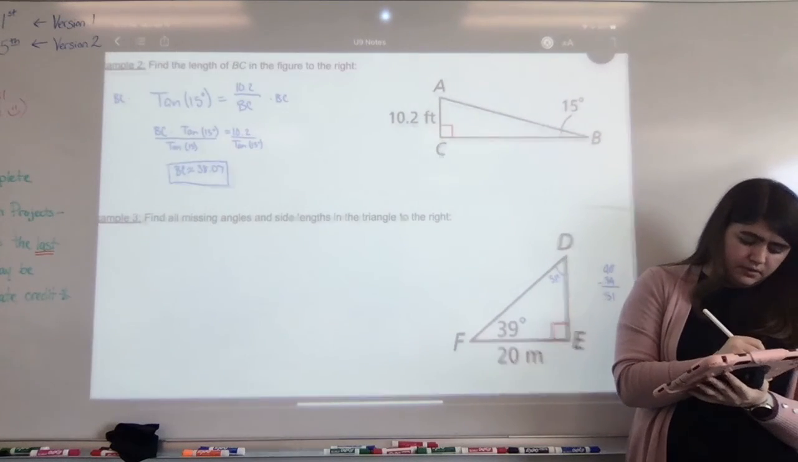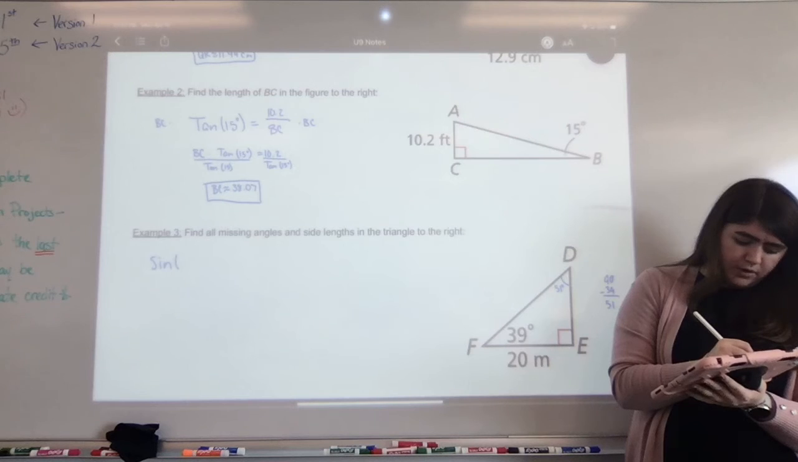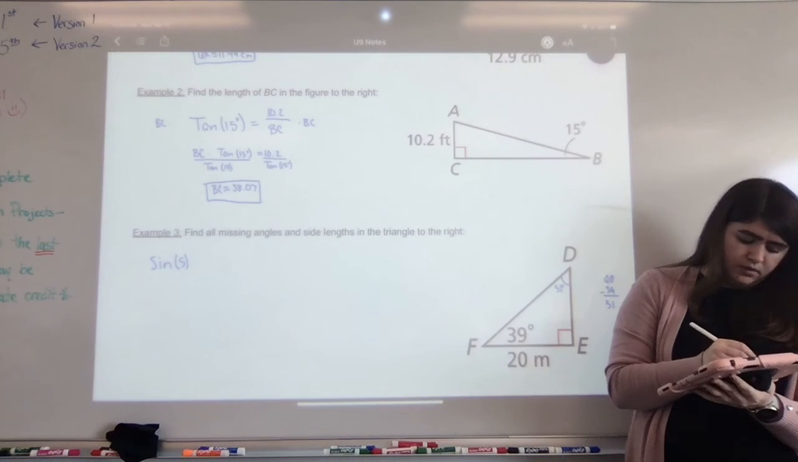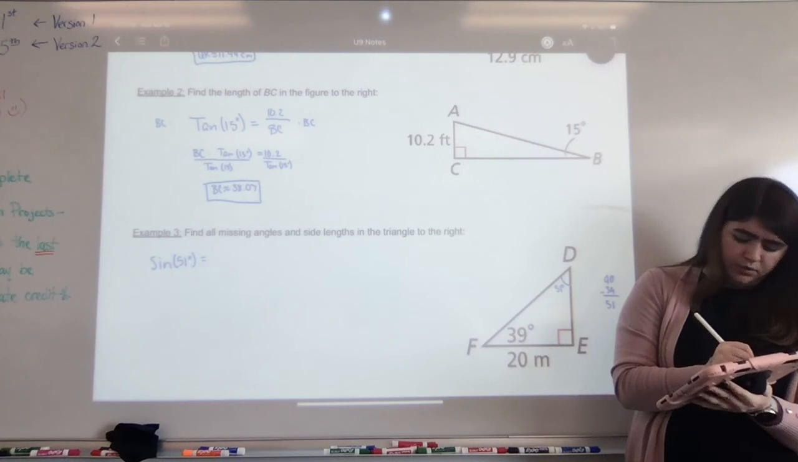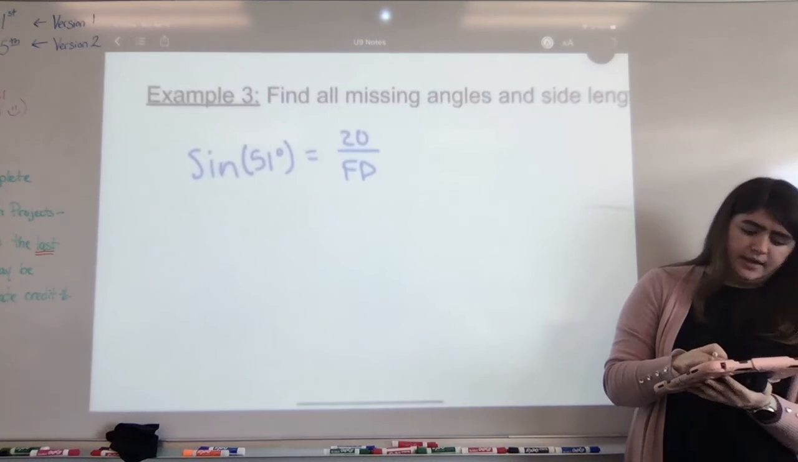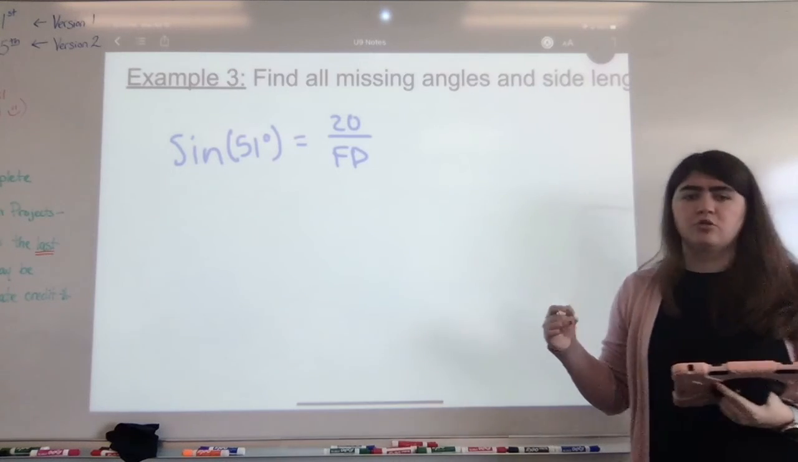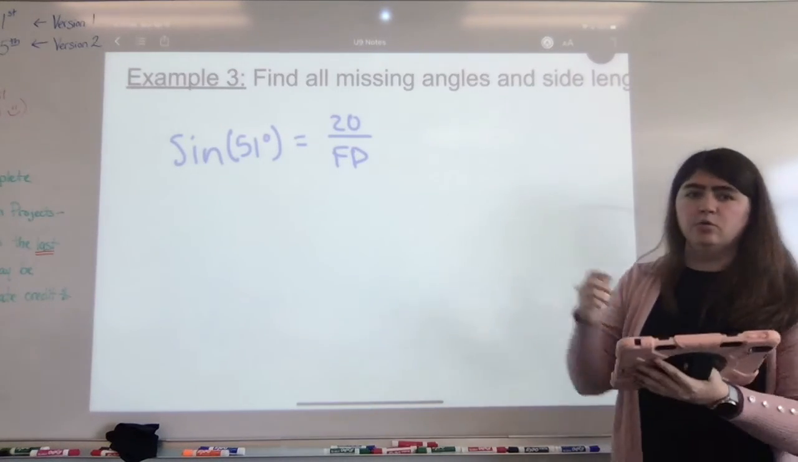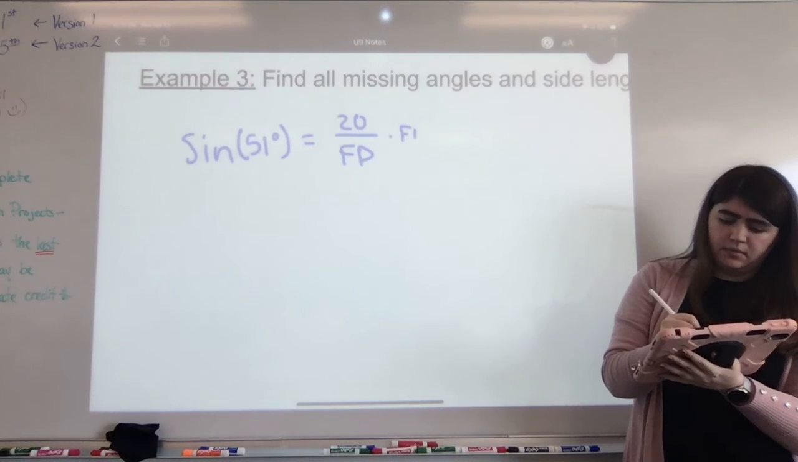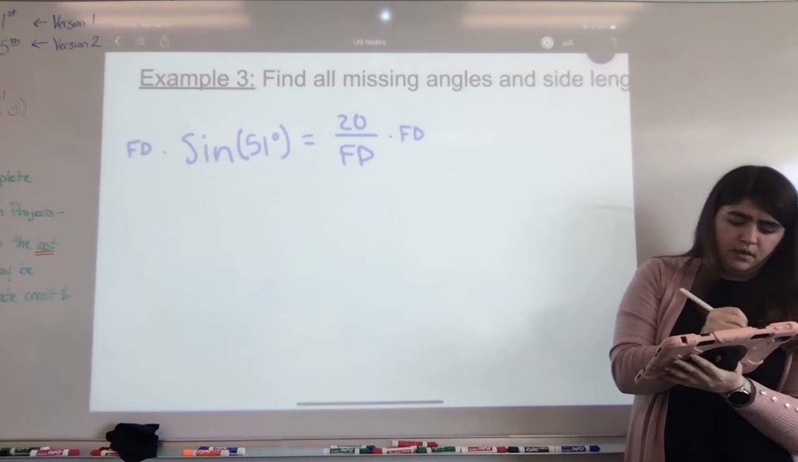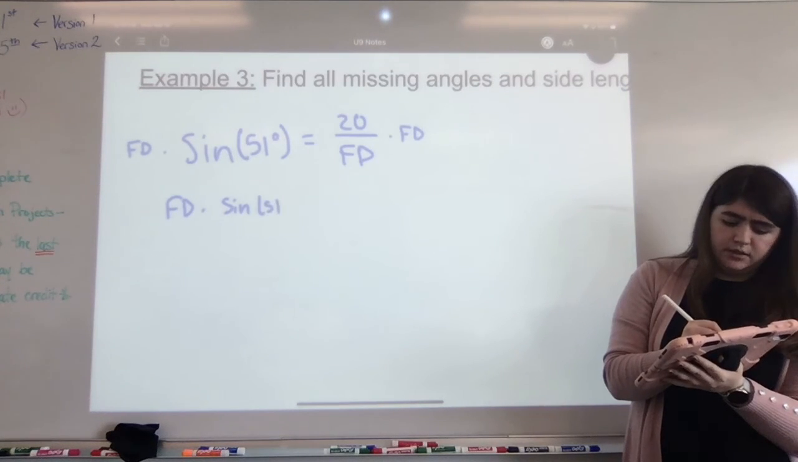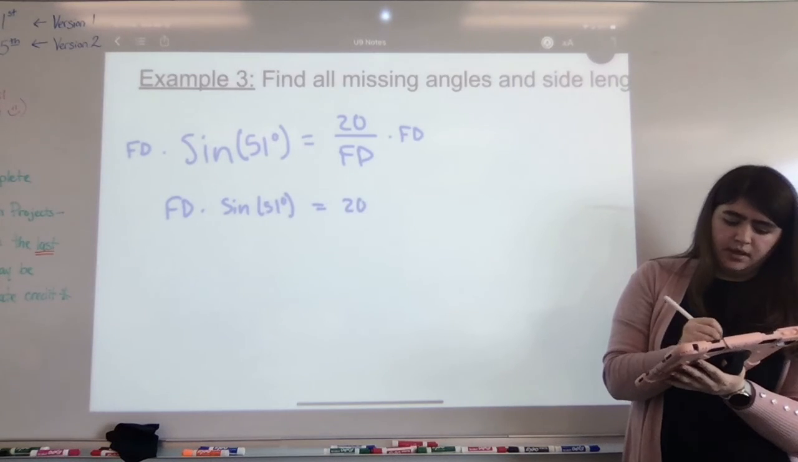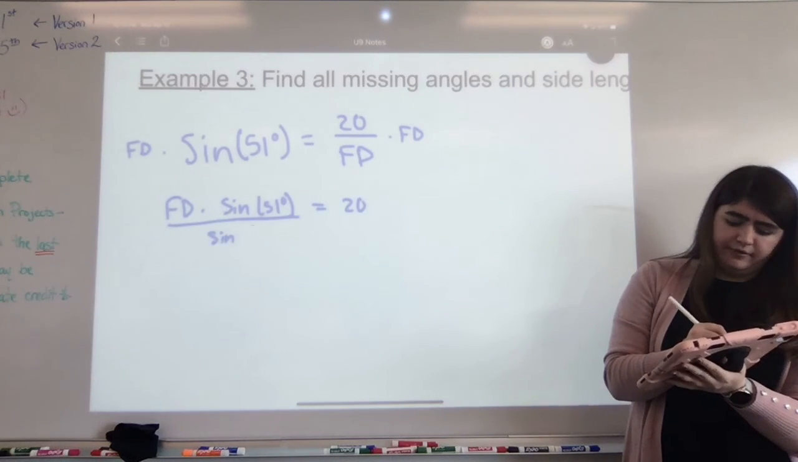So the sine of 51 degrees is equal to 20 over FD. All right, now let's go ahead and solve this. So I'm going to do just like I did before. I'm going to multiply FD out from the bottom of the fraction. Then I have FD times sine of 51 degrees is equal to 20. I'm going to divide out the sine of 51 degrees.